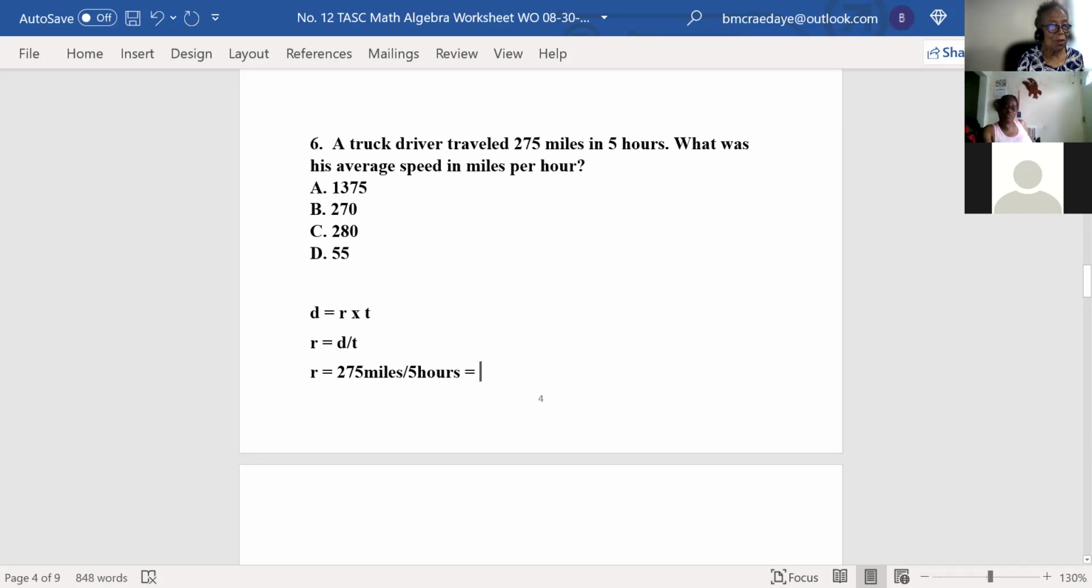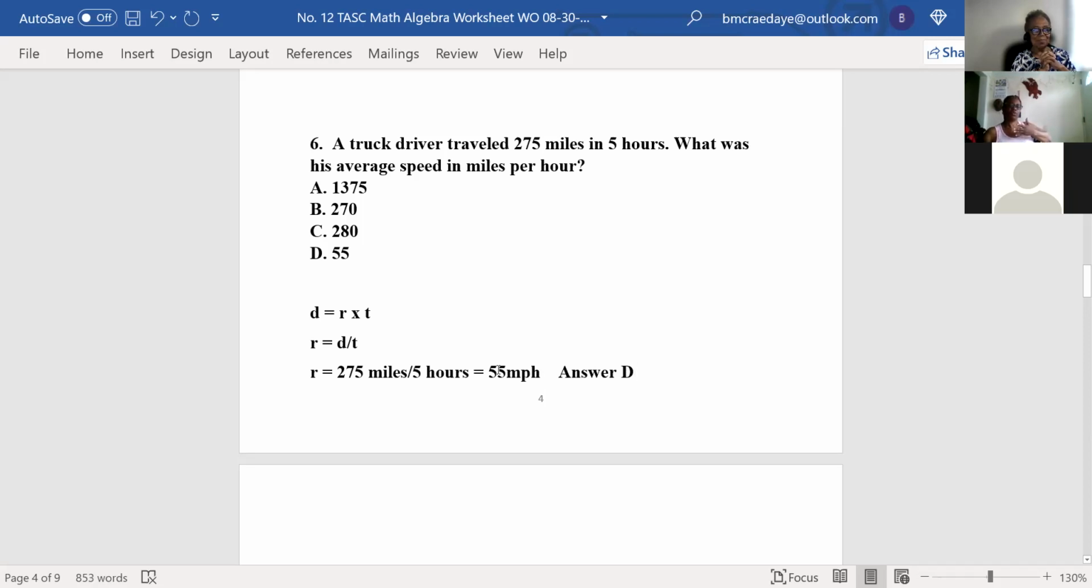5 hours, okay. So that's equal to what? Oh, so you have to divide it. Yes, divide 275 by 5. And what do you get? 275 divided by 5. Okay, 55. That's it. You get 55. And I'll just put MPH, 55 miles per hour. So the answer is D, right? Yeah.